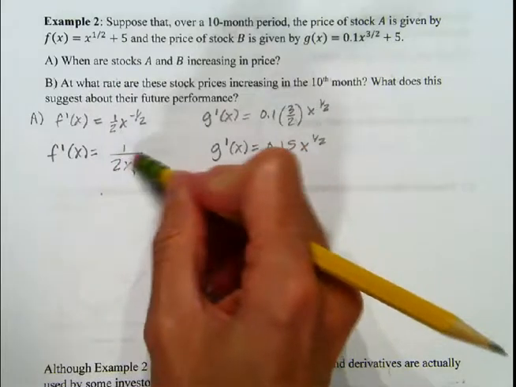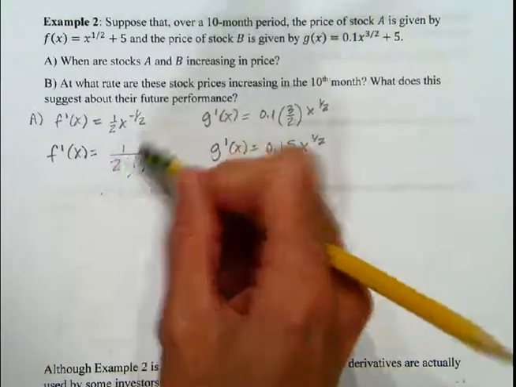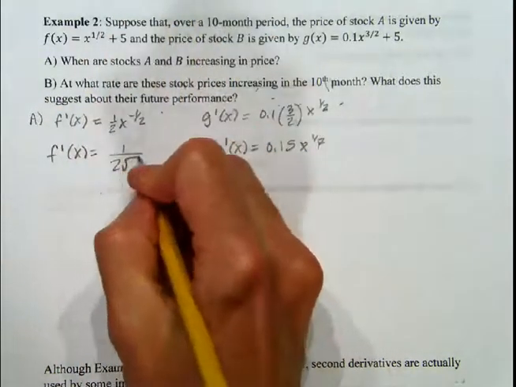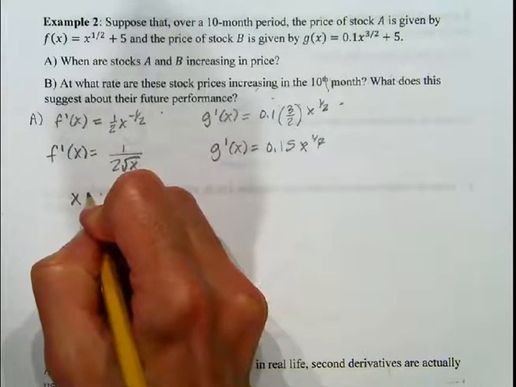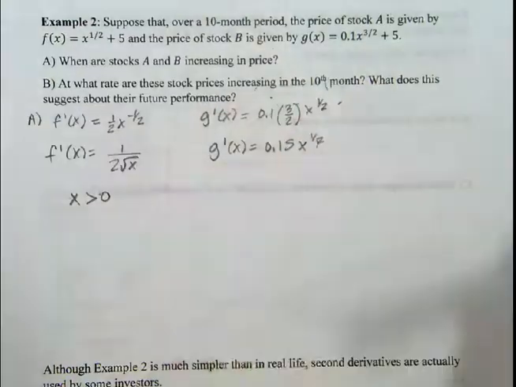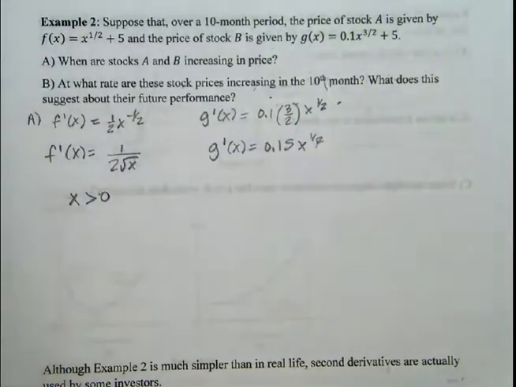I'm going to write this as square root because that's going to help me see it better. Because remember, this is the square root of x. And I know that x has got to be greater than 0 because of the domain restrictions. It can't be 0 because it's on the denominator, it's under the square root. It's got to be greater than 0. So I know it's increasing for x greater than 0.